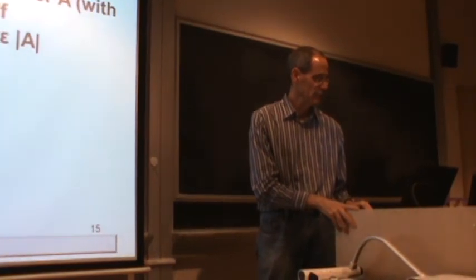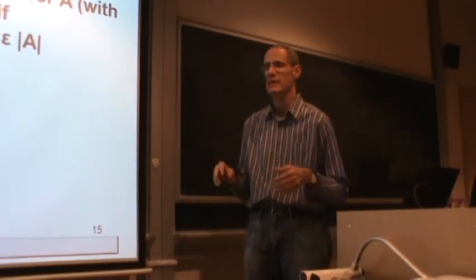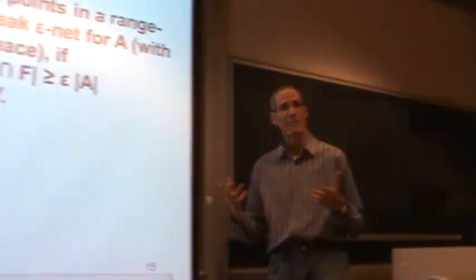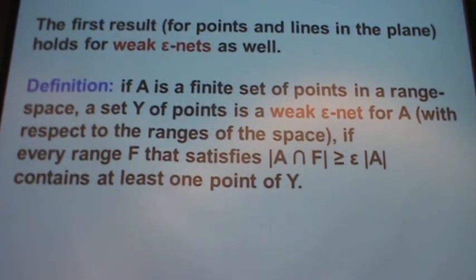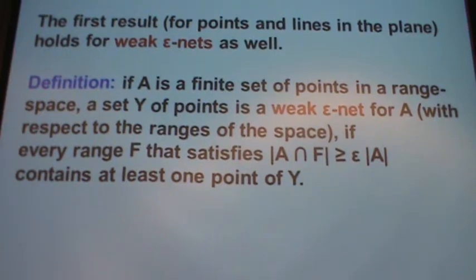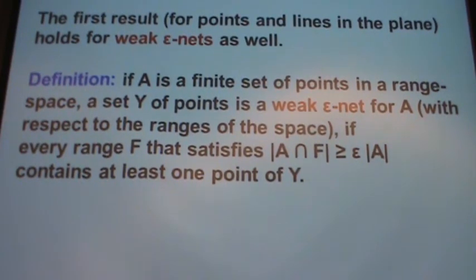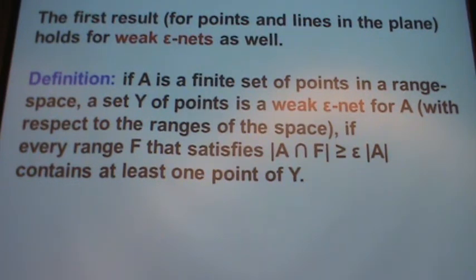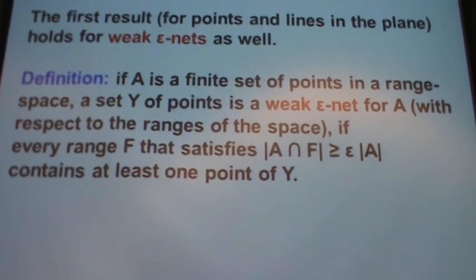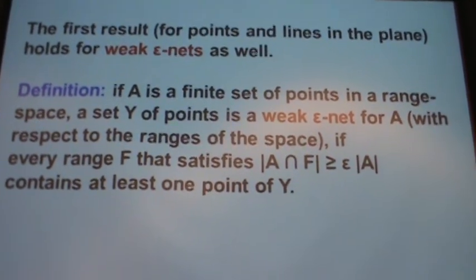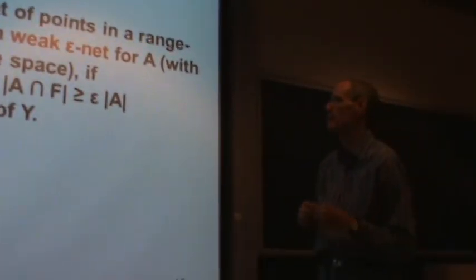However, the first construction, the one that gives this inverse Ackermann, has some advantage. And the advantage is that it gives the lower bound even for what is called weak epsilon nets. And this gives me the opportunity to tell you about weak epsilon nets and to say something about why they are useful. And then I'll try to describe the construction. So yeah, everything will be simple.